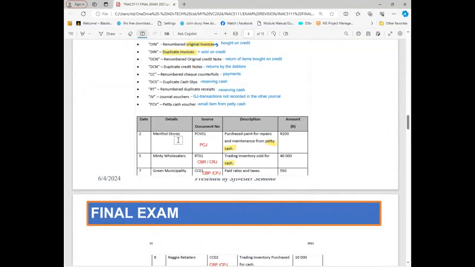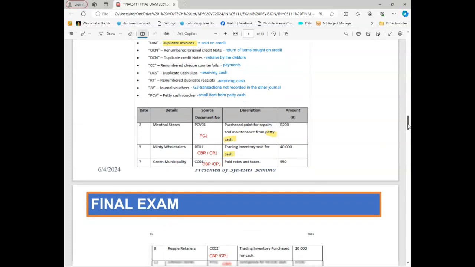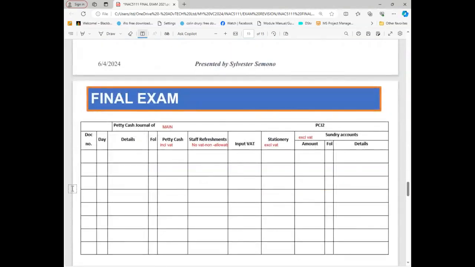You can see here we've got Menthol Stores, PV01. We bought repairs and maintenance out of petty cash. The amount is 200. Okay. So I'm just going to go down there and make sure that I record. The source document as indicated above is PC 101. The date was the second, and then the business was Menthol Stores, if I'm not mistaken. Okay, and then the amount was 200, and the repairs and maintenance are VATable. So obviously we need to go and calculate VAT.